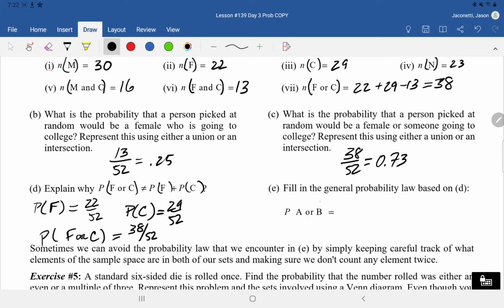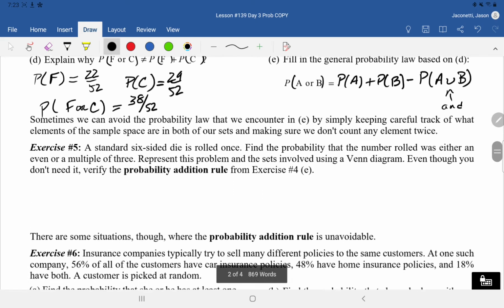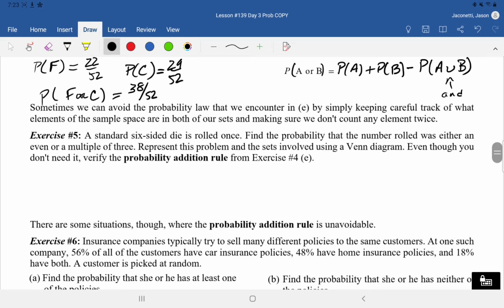Fill in the probability in general to talk about this law, okay? So in general, P of A or B is P of A plus P of B minus P of A and B. Remember, that's and. All right? So sometimes you can do it like this. Sometimes we just have to run into just probabilities.